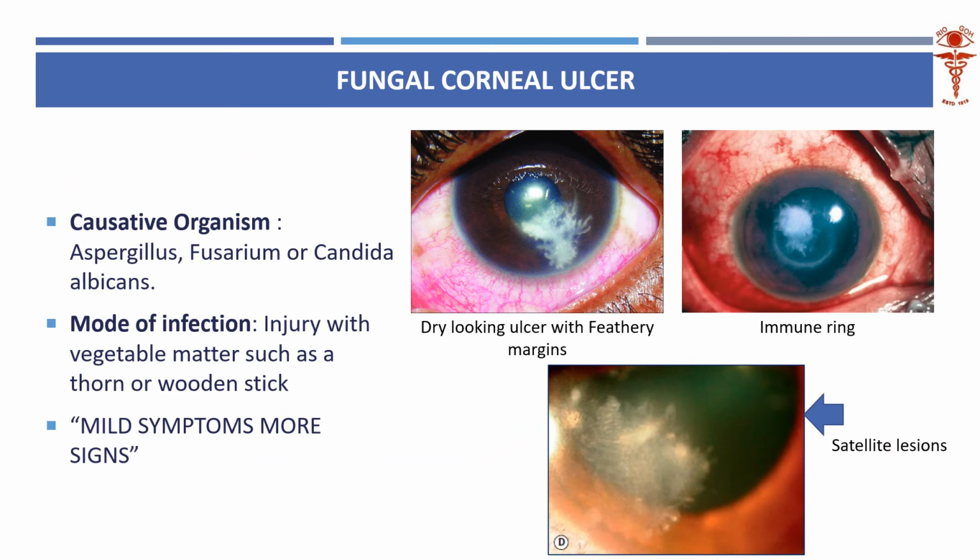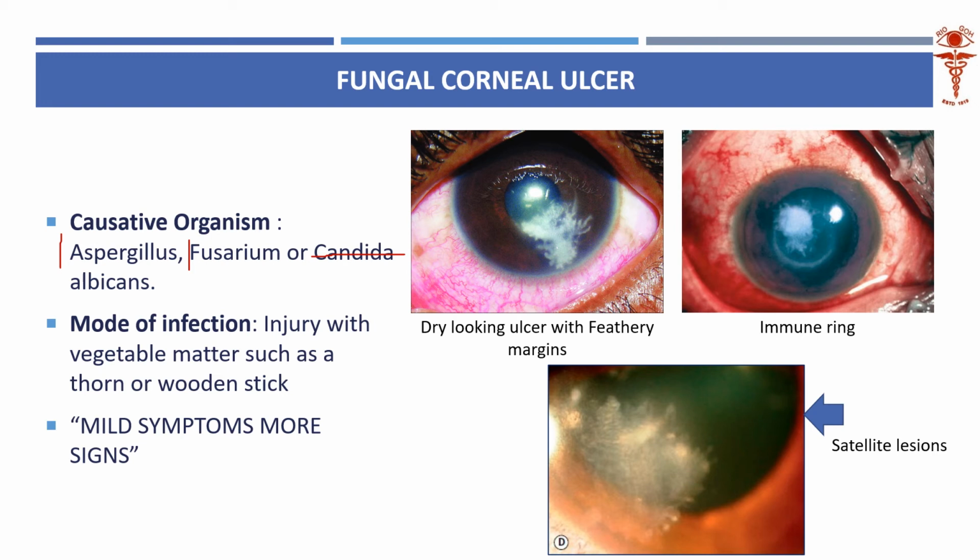Next we go to fungus. In an agrarian society like ours, exposure to fungus, which is ubiquitous, is very common. The common fungi which people get infected with are Aspergillus and Fusarium. Candida, you don't need to remember. Candida is mainly for immunosuppressed individuals. So in immunocompetent individuals, think of Aspergillus and Fusarium.